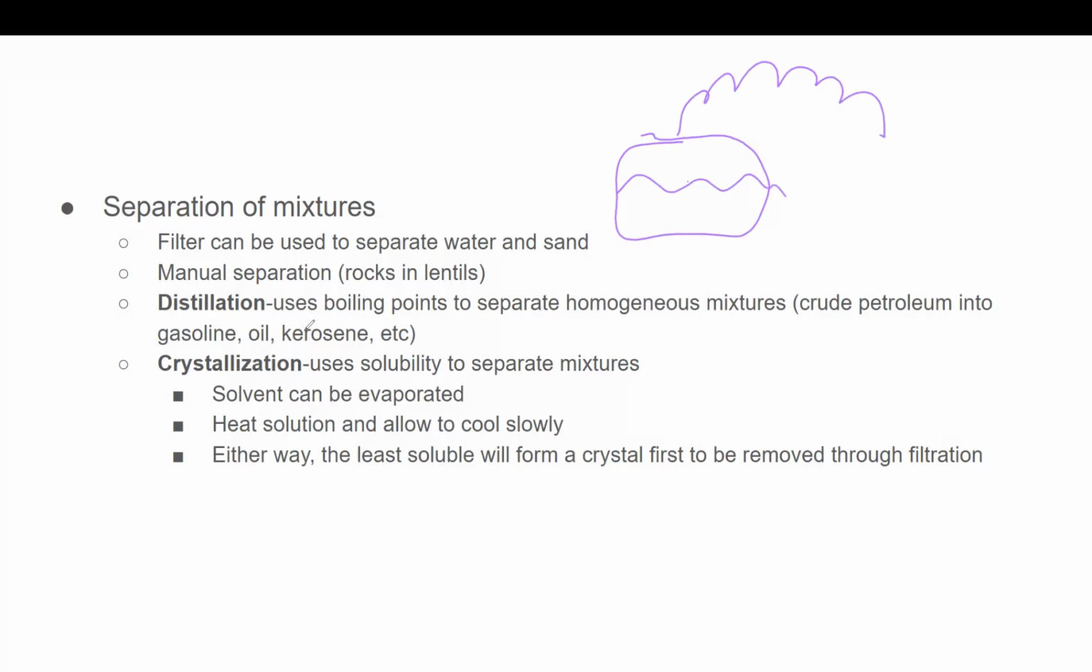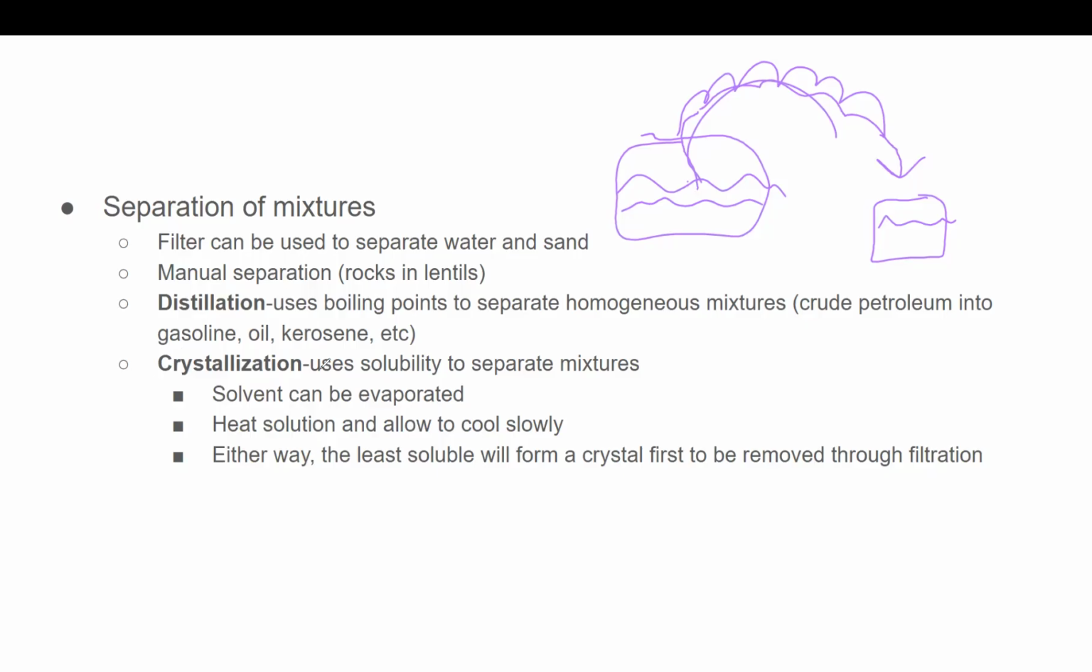So if you have a still here, there's a tube coming out, you have your mixture here, and the compound with the lowest boiling point will evaporate first and eventually make its way down the tube into another container, and it will be the pure form here. And then once that has all evaporated, you can work on evaporating the next component in your mixture.